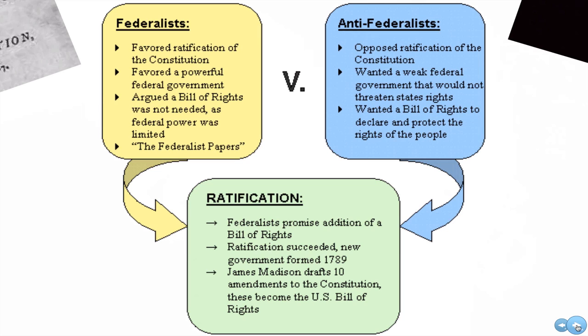Right away, James Madison wrote a bunch of amendments, or changes, to the Constitution, and these became our Bill of Rights, the first 10 amendments to the Constitution. And we'll go over what's in the Bill of Rights in our next chapter.